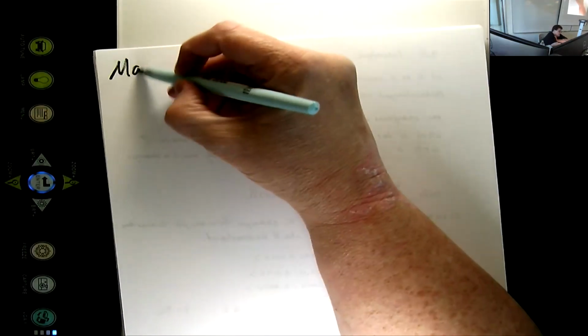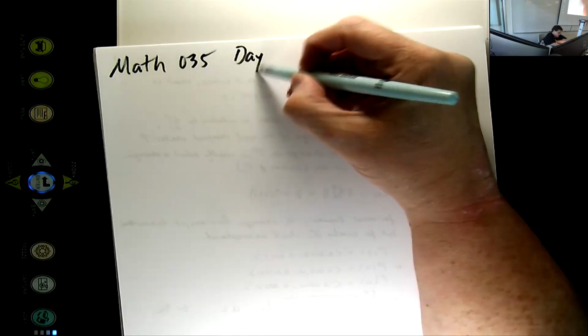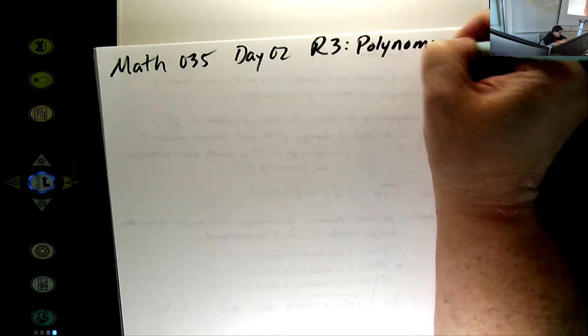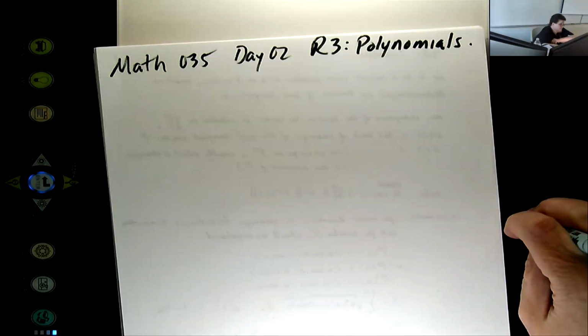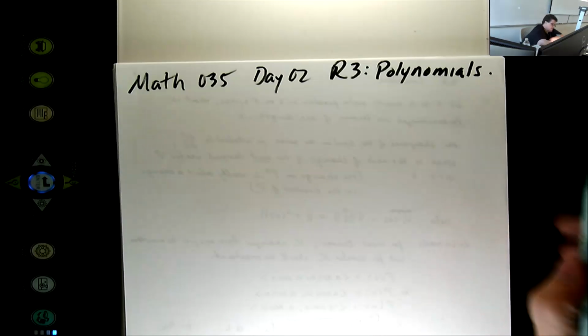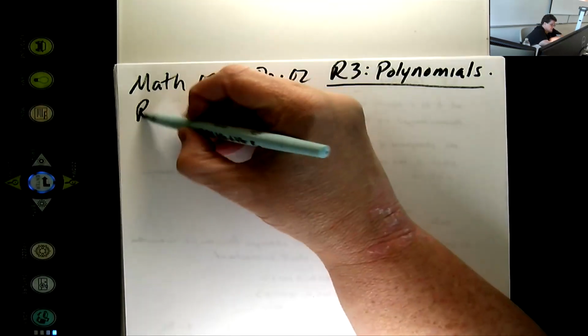All right, so this is gonna be for R3. What are we still on? Day 2? Day 2 of lecture. This is R3 and it's on polynomials. We kind of got to start off the rules for polynomials with the rules of exponents.